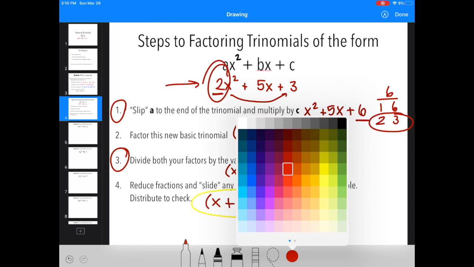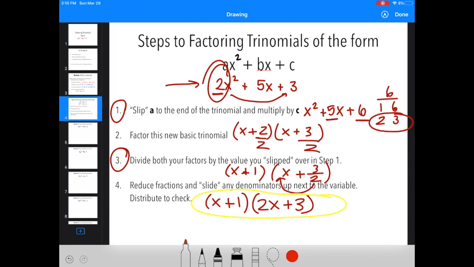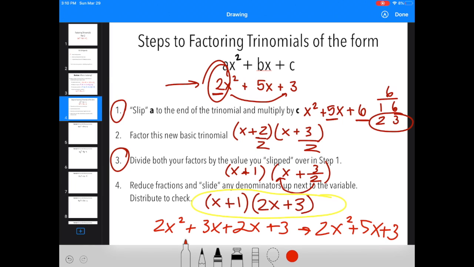And going through those extra steps ensures that we can get that coefficient in the front. So let me double check to make sure I did that right. Let's distribute. So x times 2x gives me 2x squared. x times 3 gives me 3x. 1 times 2x gives me 2x. And 1 times 3 gives me 3, which reduces down to 2x squared plus 5x plus 3. There's my same answer as the problem I had from the beginning.